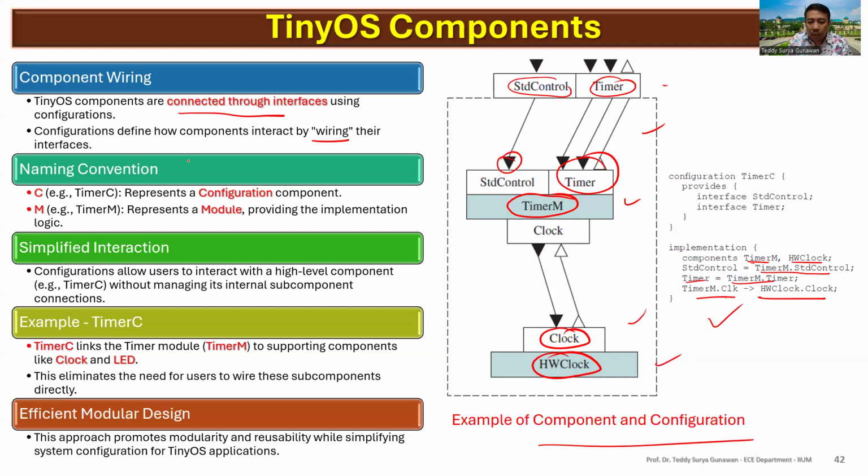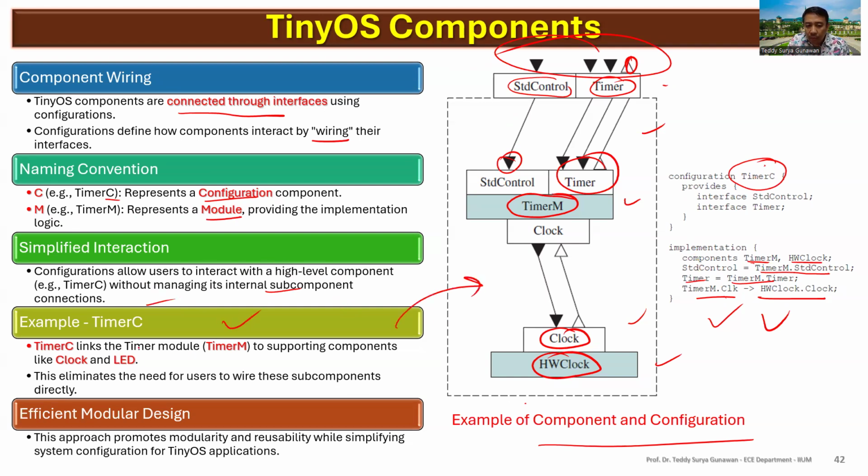So for the naming convention, TimerC represents the configuration component. You can see here TimerC. M means module, so you have the module here. The configuration allows the user to interact with high-level components, TimerC, without managing its internal subcomponent connections. So after you define this, you can use this as your input, and the output is here.